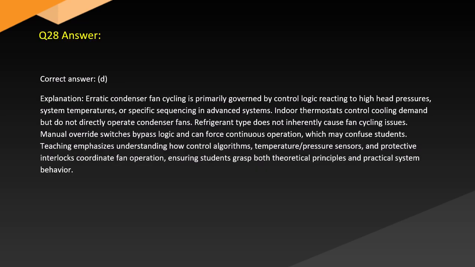Answer. Correct answer, D. Explanation. Erratic condenser fan cycling is primarily governed by control logic reacting to high head pressures, system temperatures, or specific sequencing in advanced systems. Indoor thermostats control cooling demand but do not directly operate condenser fans. Refrigerant type does not inherently cause fan cycling issues. Manual override switches bypass logic and can force continuous operation, which may confuse students. Teaching emphasizes understanding how control algorithms, temperature and pressure sensors, and protective interlocks coordinate fan operation, ensuring students grasp both the principles and practical system behavior.